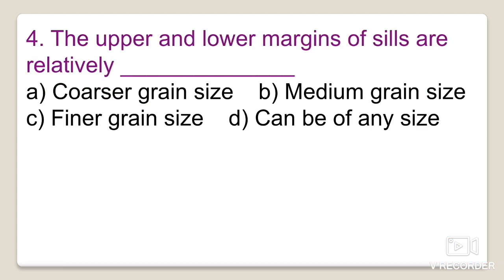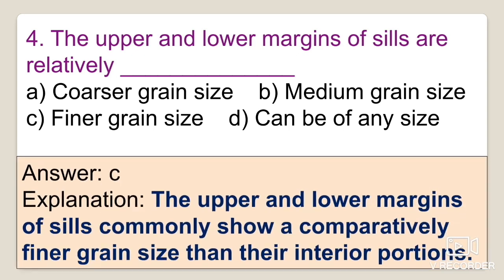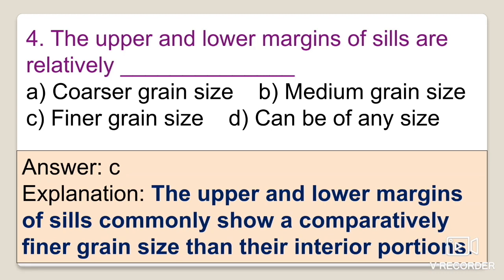Next one is, the upper and the lower margin of sills are relatively coarser grained, medium grain size, finer grain size, or can be of any size. The upper as well as the lower margin of sill commonly show comparatively fine grain size than their interior portions.